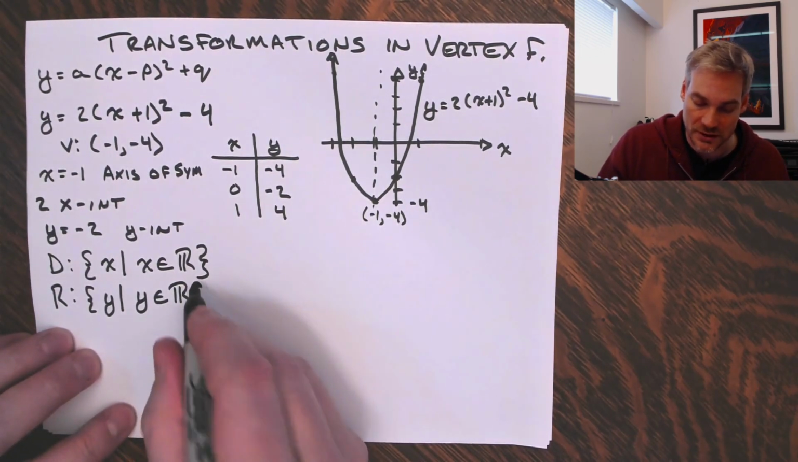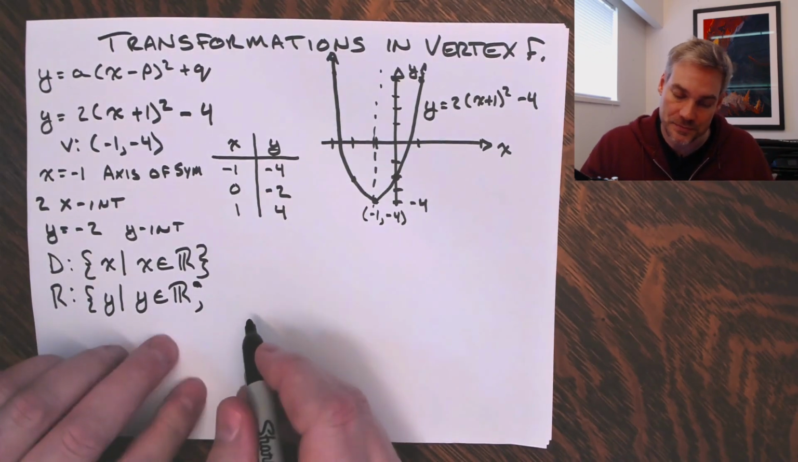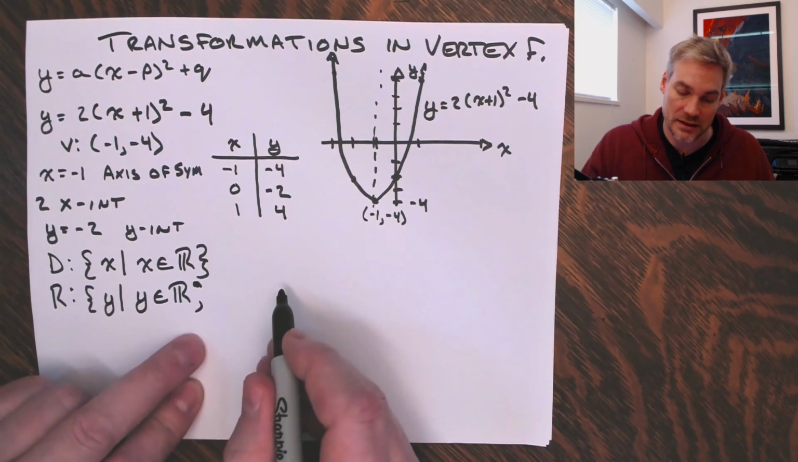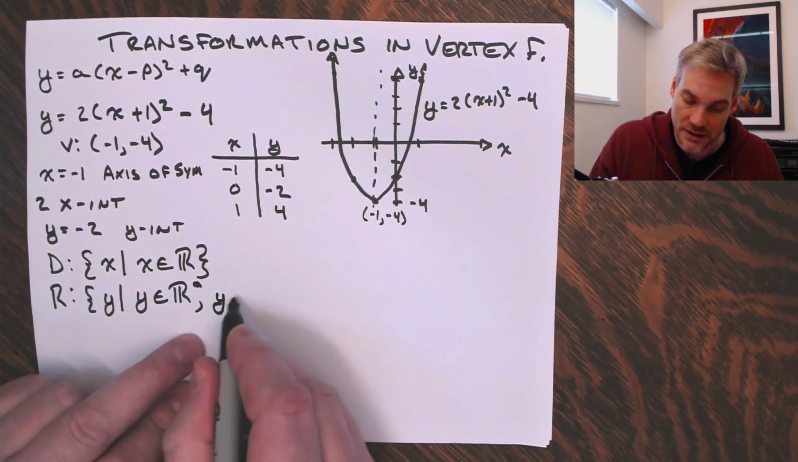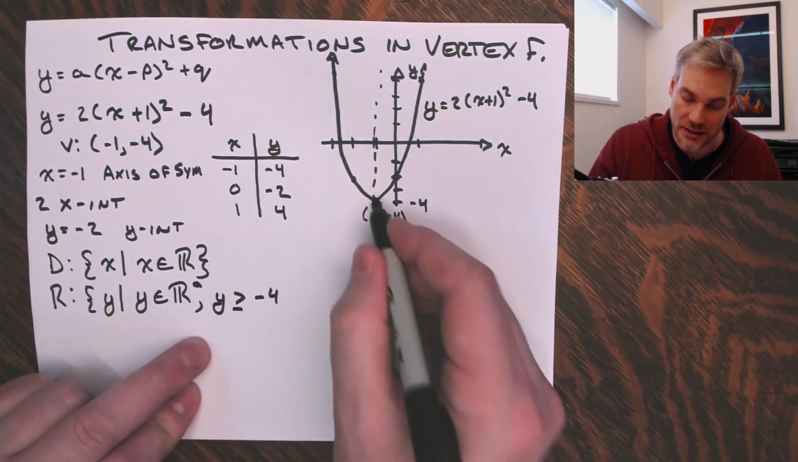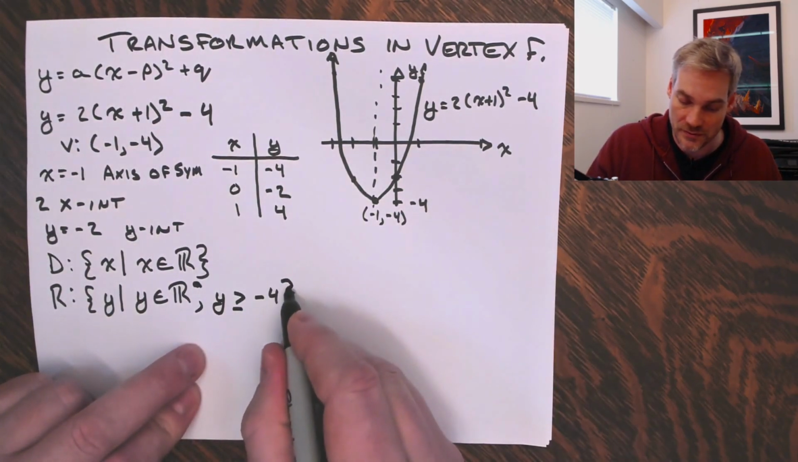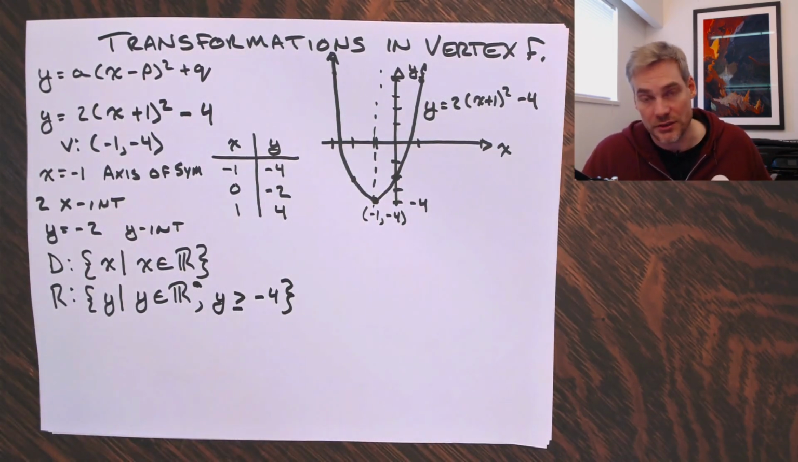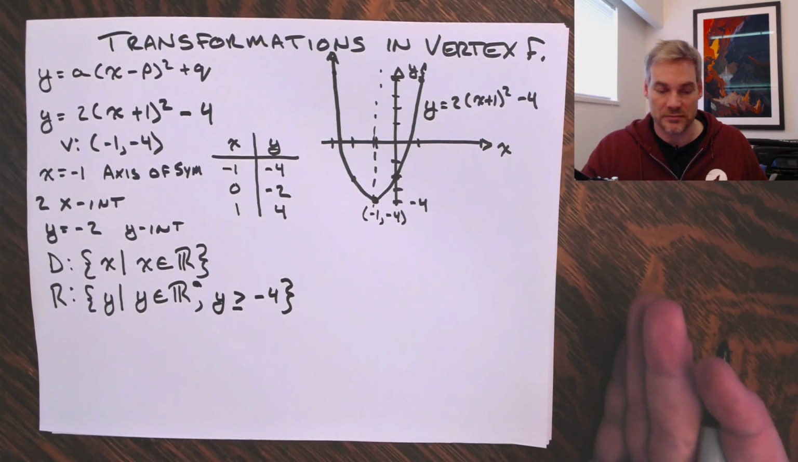Oh, I almost closed that. And it has a minimum, and that means y has to be bigger than -4, but it can also equal -4. And we close our set brace. So that's essentially how we do all transformations.